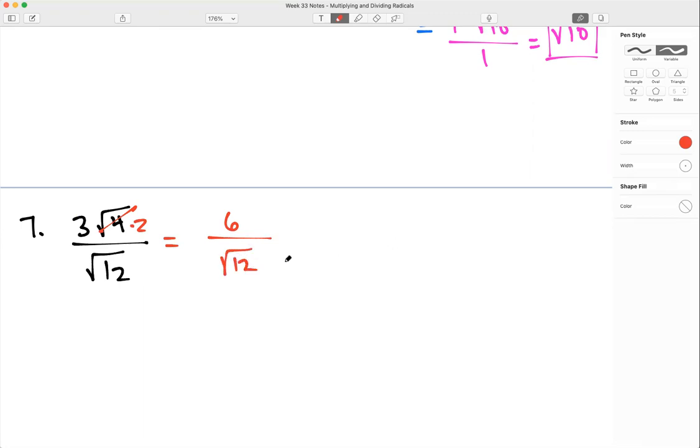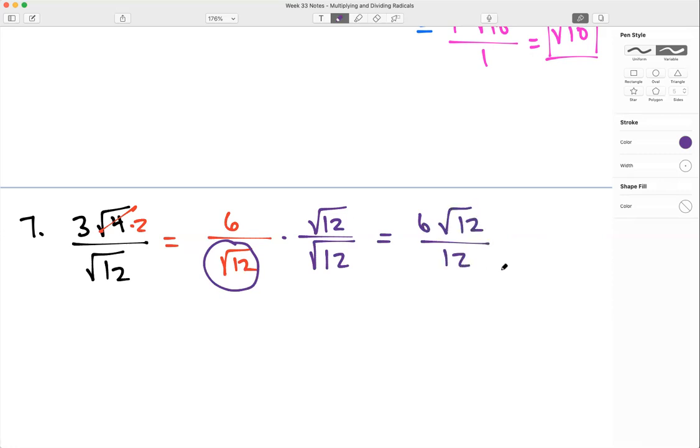Now remember the trick? If you have a square root on the bottom, that means you're going to have to multiply the top and the bottom of this fraction here by this, okay? The whole thing. So we're going to take the square root of 12, multiply it on top, and then we're going to multiply it on bottom. And that's going to eliminate the square root on the bottom, right? Because when we multiply fractions, multiply tops and bottoms. 6 root 12 over 12.